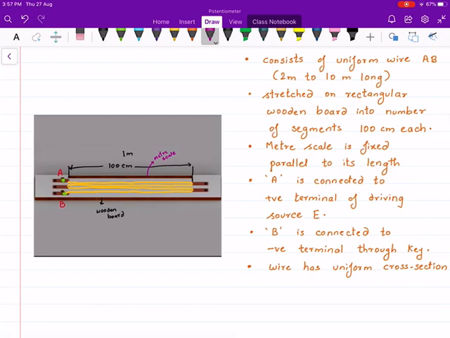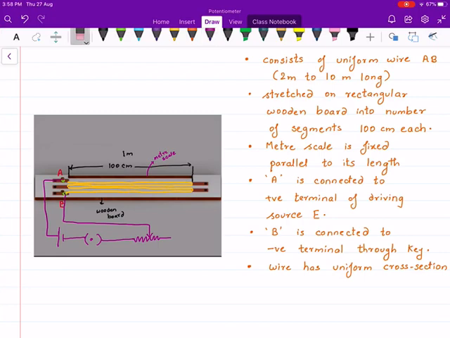A is connected to the positive terminal of the driving source E, and B is connected to the negative terminal through the key. So this terminal A is connected to the positive terminal of the driving source or the battery, and B is connected to the negative terminal through the key. Many times a rheostat is also attached over here. Okay, so this is a typical potentiometer that we are going to use.